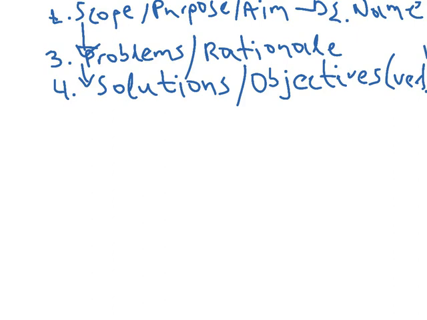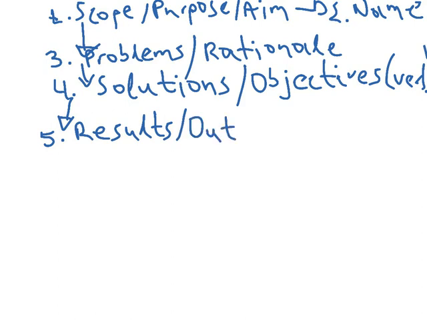Then, as soon as we have from the problems the solutions, which are the objectives, and which we format as verbs, then whenever we have an action, because an objective is an action, we can have as number five results. Whenever we have an action, we always have a result. And the results are nothing more than our outcomes. And since we formatted the necessary activities to address the problems as objectives in a verb format, we need the outcomes to be in a noun format.